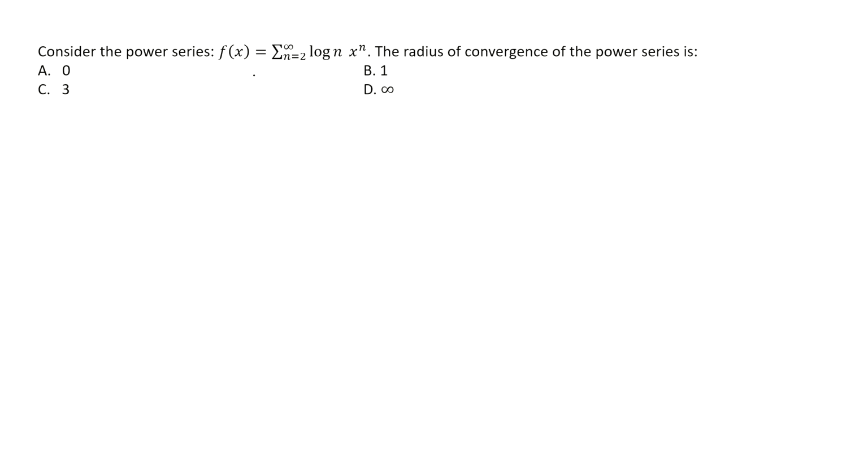So basically we have been given a function f(x) = sigma n = 2 to infinity log n x^n. So this is in the form of sigma n = 2 to infinity a_n x^n, and a_n is log n here.